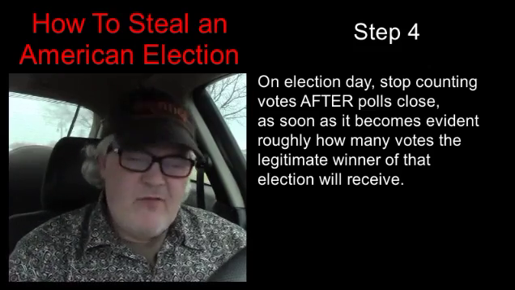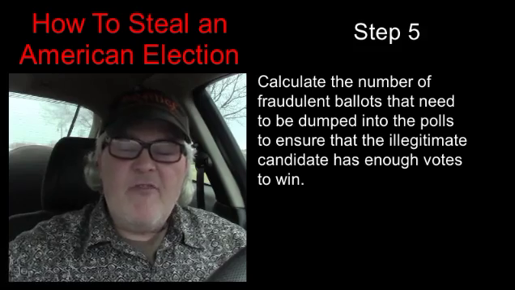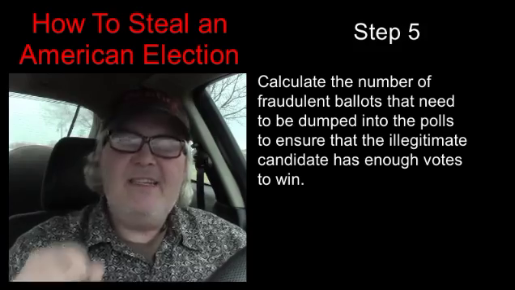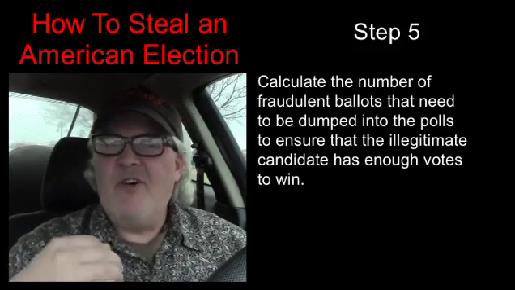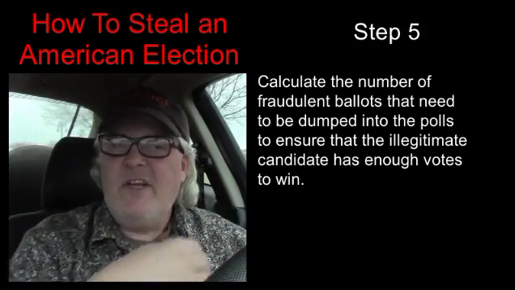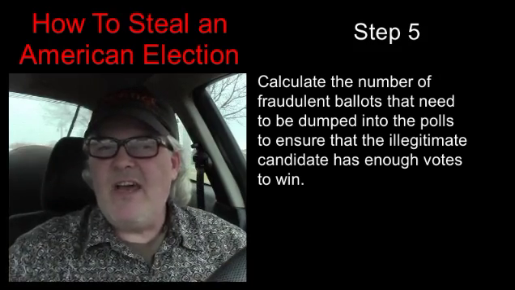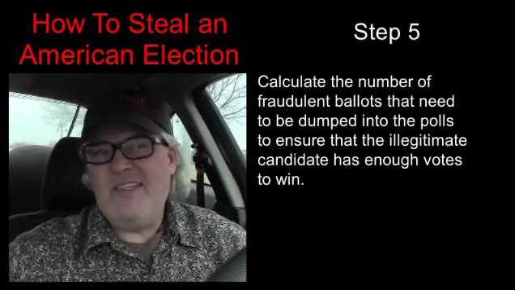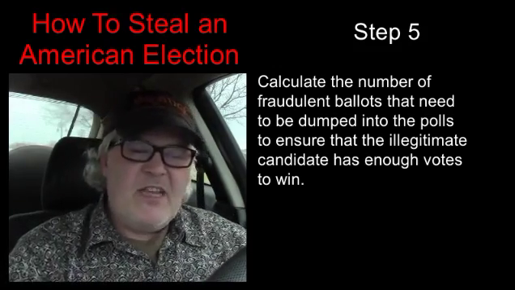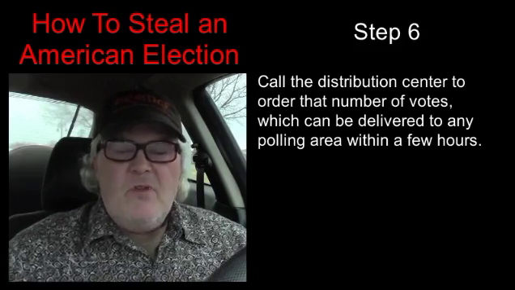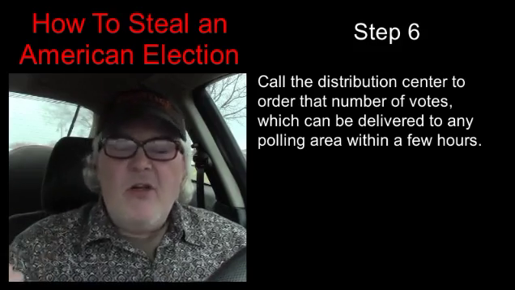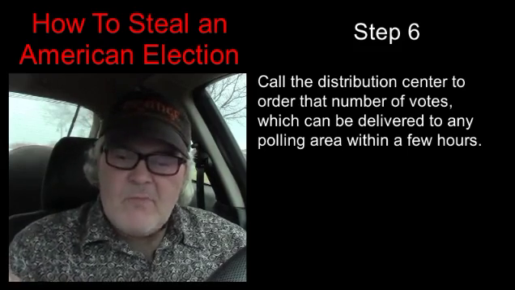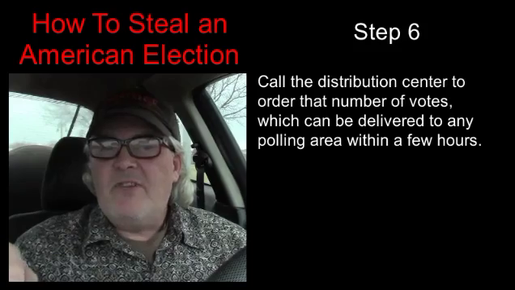Step number 5. Calculate the number of fraudulent votes that need to be dumped into the polls to ensure that the illegitimate candidate has enough votes to exceed what you estimate the legitimate candidate will have. By a comfortable margin, of course, but not too much, because you don't want to raise any suspicion. Step number 6. When you're ready, when you have that number, call the distribution center and order the number of votes that you need. They can be delivered within a couple of hours.